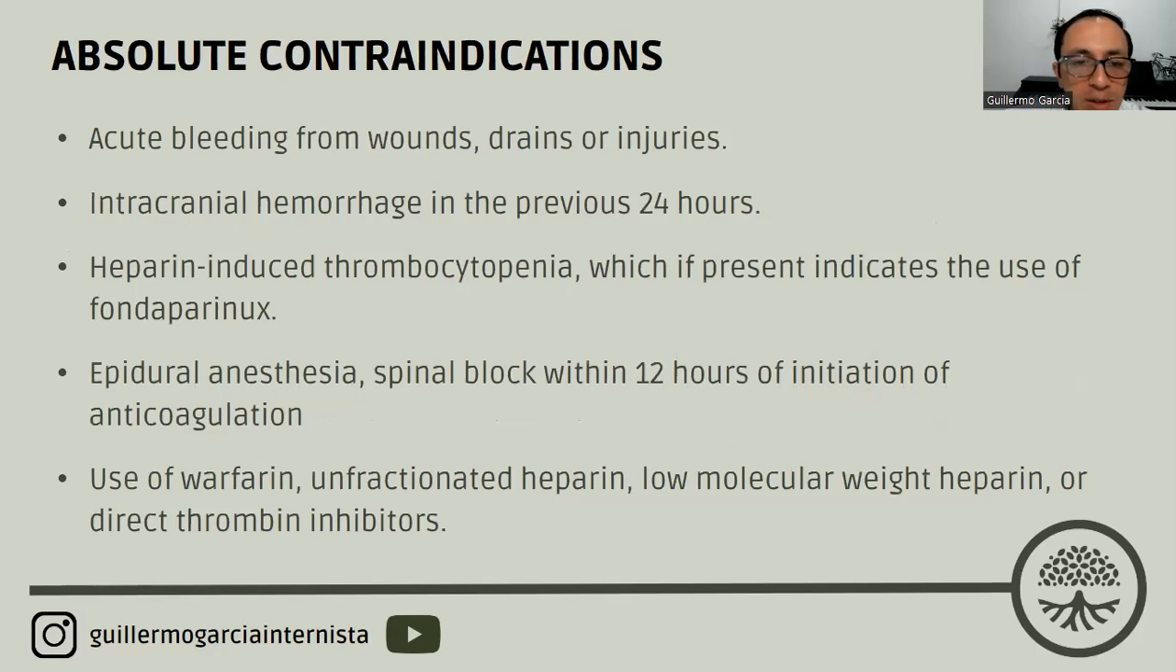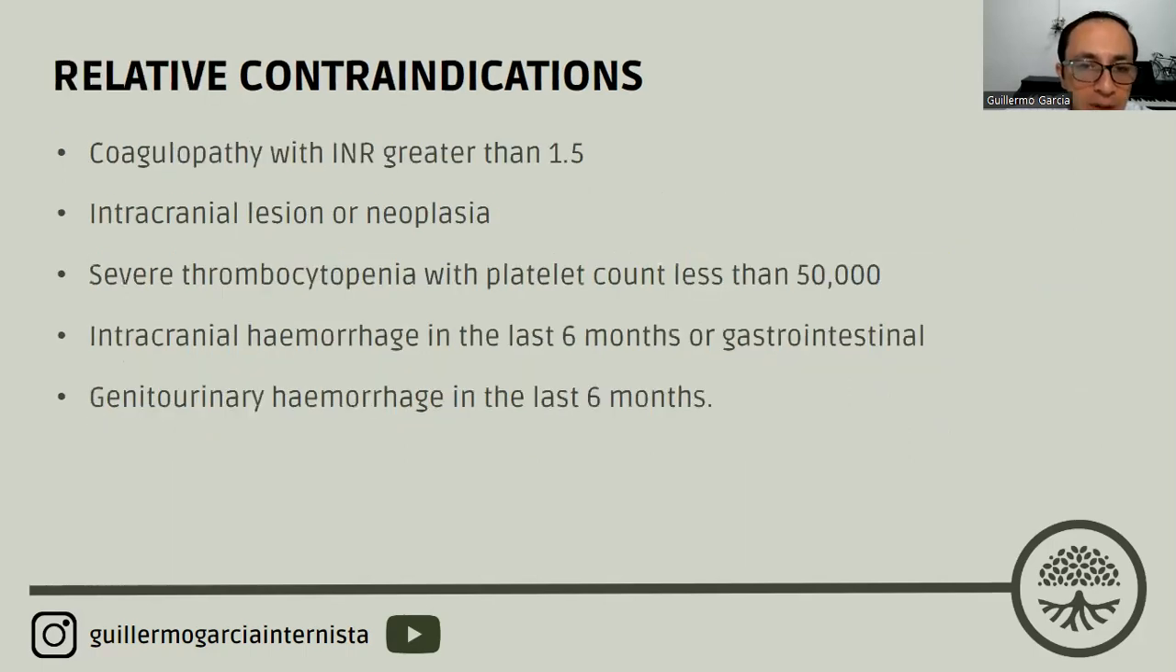The absolute contraindications for thromboprophylaxis are acute bleeding from wounds, drains, or injuries, intracranial hemorrhage in the previous 24 hours, heparin-induced thrombocytopenia. It indicates the use of fondaparinux. Epidural anesthesia, spinal block within 12 hours of initiation of anticoagulation, use of warfarin, unfractionated heparin, low molecular weight heparin, or direct thrombin inhibitors.